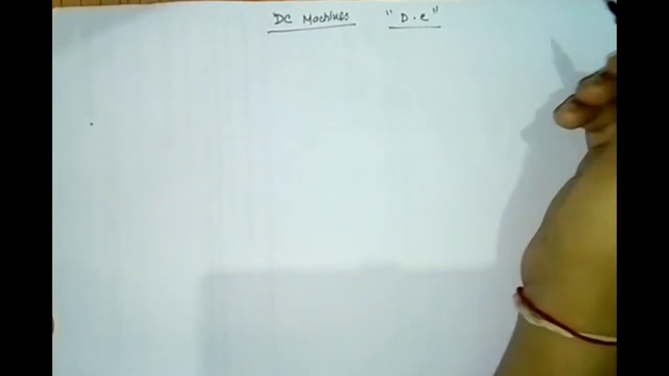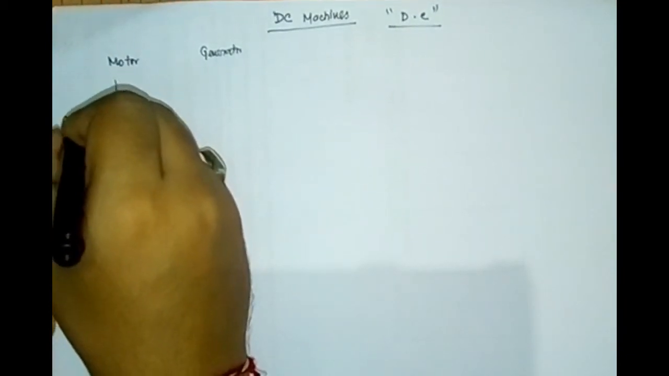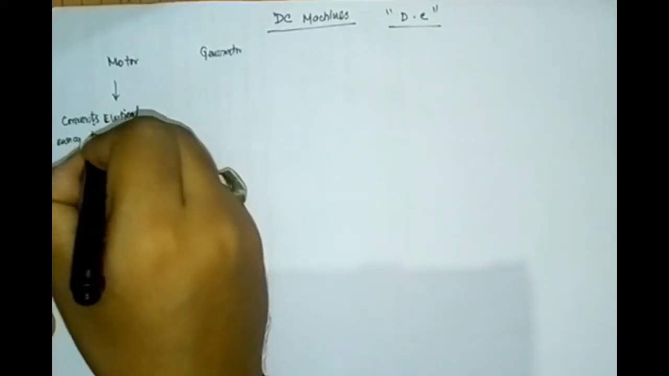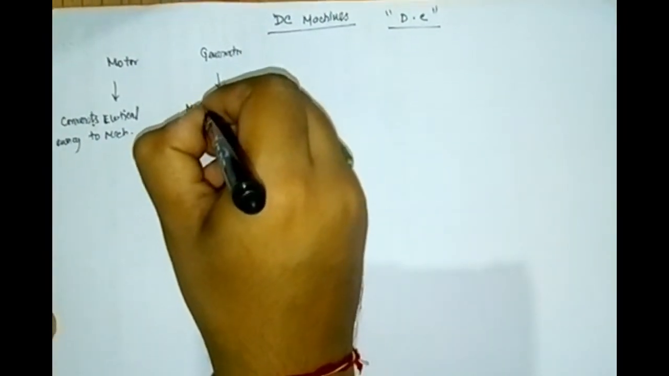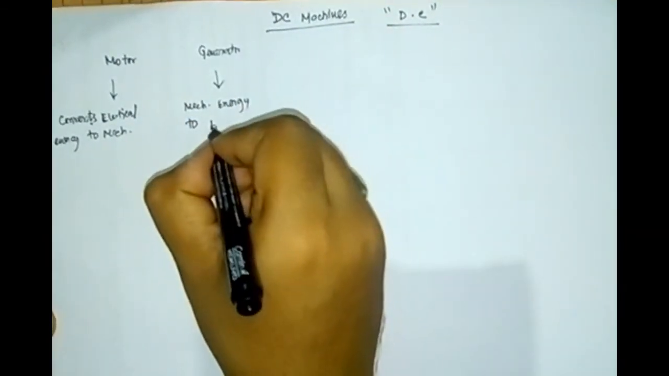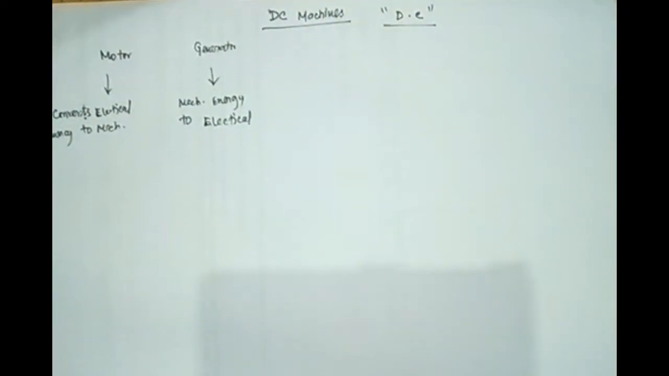Now, at first, what is a motor? A DC machine is classified into two types: motor and generator. A motor is one which converts electrical energy to mechanical, and a generator converts mechanical energy to electrical. This is the basic difference between motor and generator according to the working principle.